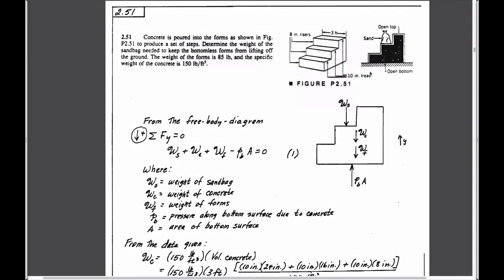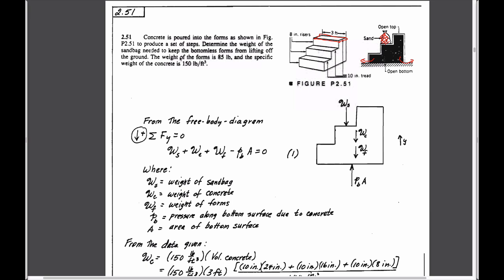Okay, this is a question to define the behavior of a form that you fill up from the top, presumably with concrete. As you're filling this up with concrete, you place a sandbag as a counterweight to stop it from floating up and floating away and all the concrete spilling from the base of this. And so the question is, what is the minimum weight of the sandbag that you have to put on here to make that happen so it doesn't squeeze out of the bottom?